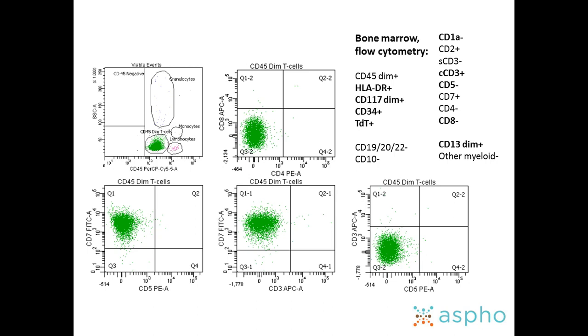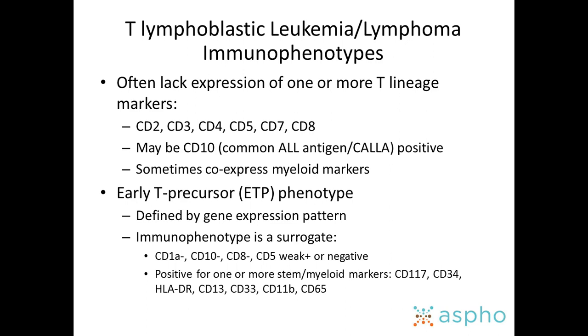In the days of yore, we might call this a mixed lineage leukemia or a mixed phenotype acute leukemia, but now we actually recognize this to be a phenotype that's associated with early T precursors, where here the immunophenotype is a CD1A-negative, CD10-negative, CD8-negative, CD5 weak or negative T-cell tumor that often co-expresses one or several immaturity markers such as CD117, HLA-DR, and myeloid markers like CD13, CD33, etc.